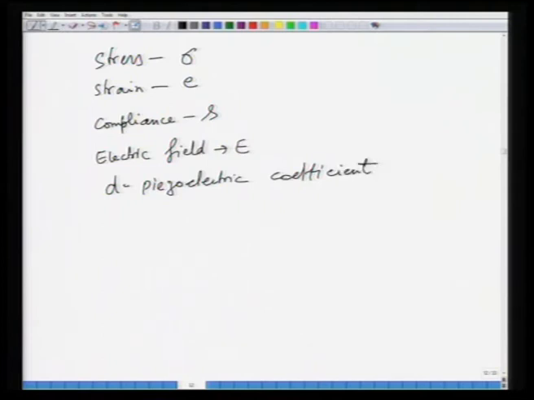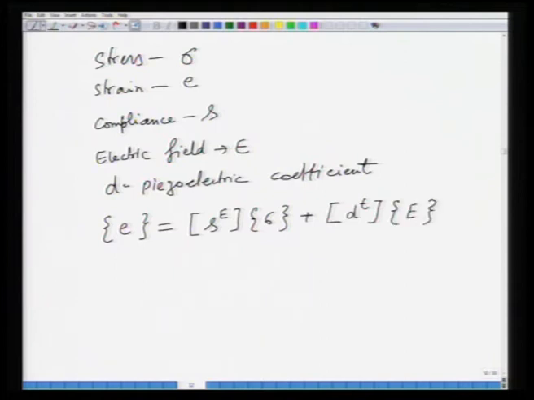So, we can write in the form of coupled equations. So, we can write this as, so strain can be related to... and then of course, you can relate D, I forgot to mention D here, D is the dielectric displacement.